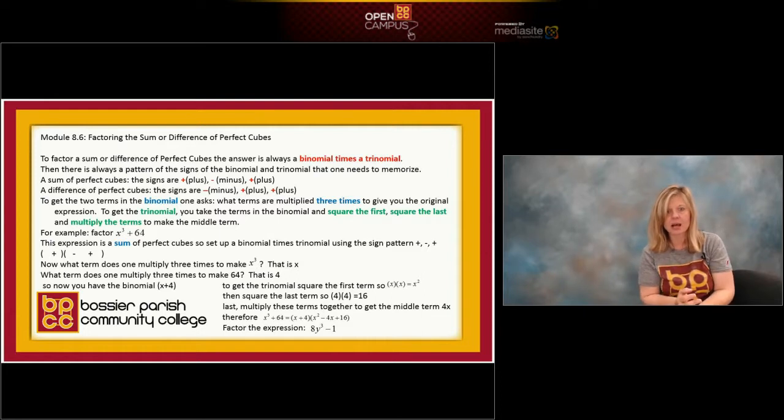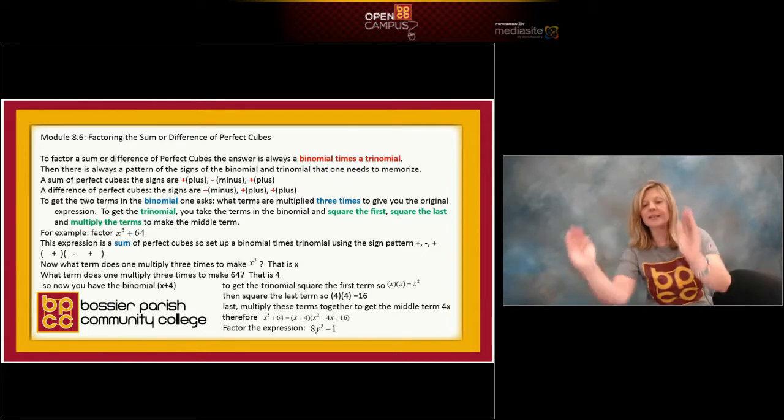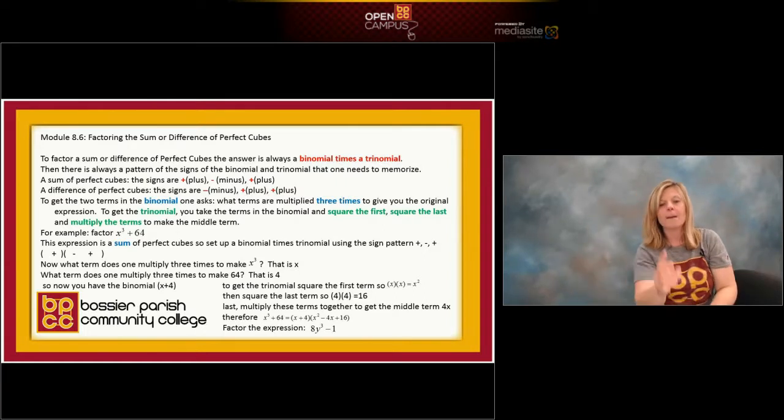It has the plus sign, 64 is on the perfect cube list, and x cubed, the exponent, is a multiple of 3. So as soon as I see that expression, I'm going to put my little set of parentheses for my binomial, my big set of parentheses for my trinomial. Because it starts out as a plus, I'm going to put my signs in. In the binomial goes a plus sign, and in the trinomial goes the minus and plus sign. So it's always plus, minus, plus.